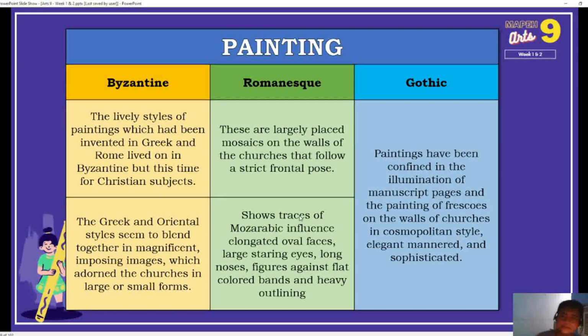For the Romanesque, these are largely placed mosaics on the walls of the churches that follow a strict frontal pose, shows traces of Mozarabic influence, elongated oval faces, large staring eyes, long noses, figures against flat colored bands, and heavy outlining. And for Gothic, paintings have been confined in the illumination of manuscript pages and the paintings of fresco on walls of churches in cosmopolitan style, elegant mannered and sophisticated.